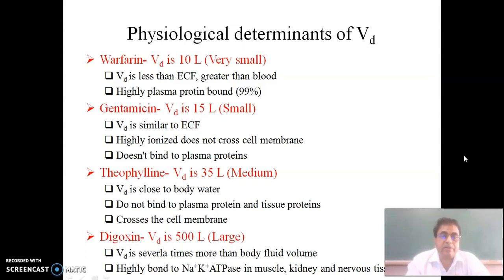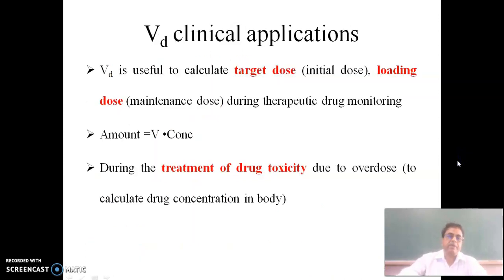So in other words, volume of distribution also determines the half-life of a drug. Let us see in clinical practice how you use this parameter. Whenever you are doing therapeutic drug monitoring, you need to know what should be the target dose and what should be the loading dose.